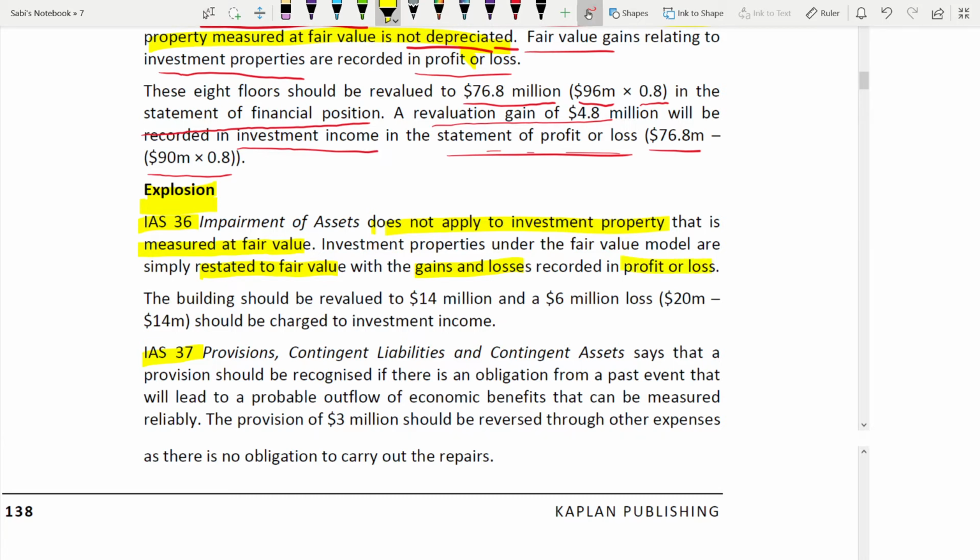Next, the building should be revalued to 14 and a 6 million loss. They have talked about something, right? That some loss and some gain is there. So what are they saying?